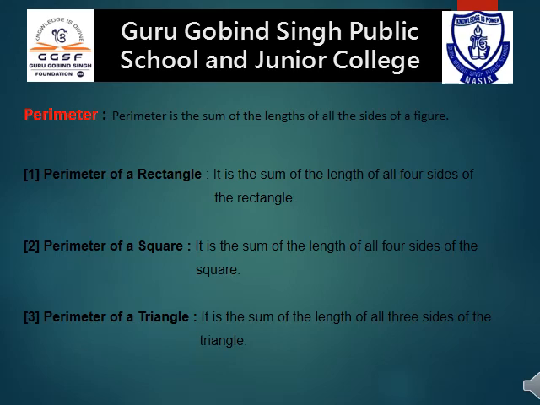First, perimeter. Perimeter is the sum of the lengths of all the sides of a figure. Perimeter of a rectangle. It is the sum of the length of all four sides of the rectangle. Perimeter of a square. It is the sum of the length of all four sides of the square. Next, perimeter of a triangle. It is the sum of the length of all three sides of the triangle. Means we can say that perimeter is the sum of the lengths of all the sides of a closed figure.